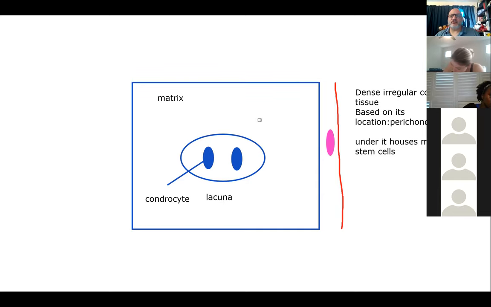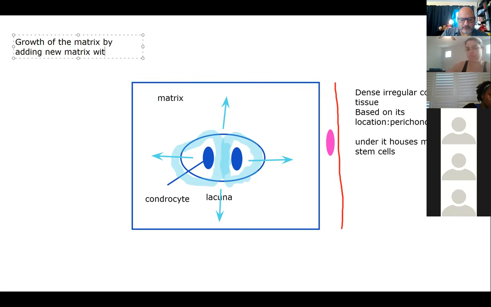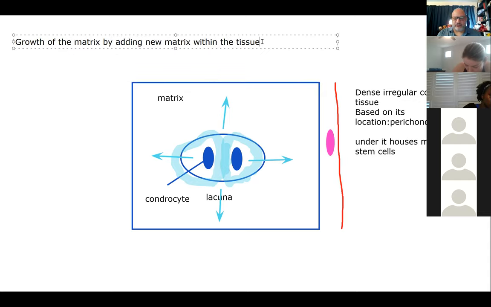So what these two chondrocytes are going to start to do is produce new matrix. And as they make this new matrix, they're expanding their matrix, especially as they're building new matrix between themselves, and they start to expand the tissue from within. They're making new matrix from within and expanding the tissue from within. This type of growth, where we get the expansion, where we're adding new matrix from within the tissue, we call interstitial growth.